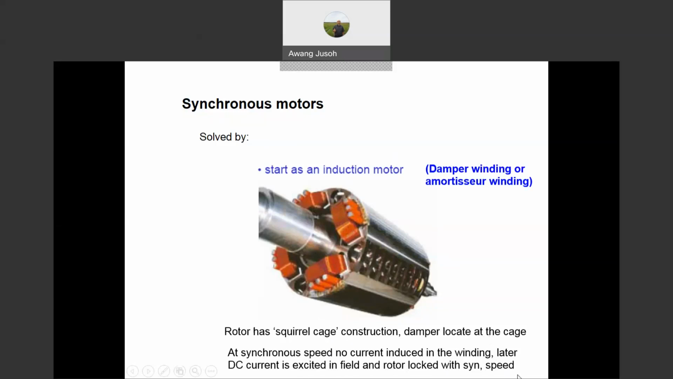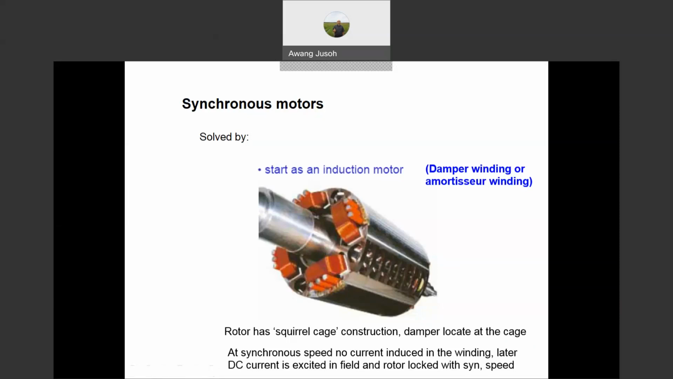So at synchronous speed there is no current flowing in the rotor side, and because of that we can easily inject the DC current into the rotor side, so it becomes the main flux in the system. Then it will catch easily, because the speeds are very close to each other. So the rotor can have the same speed as the synchronous speed.